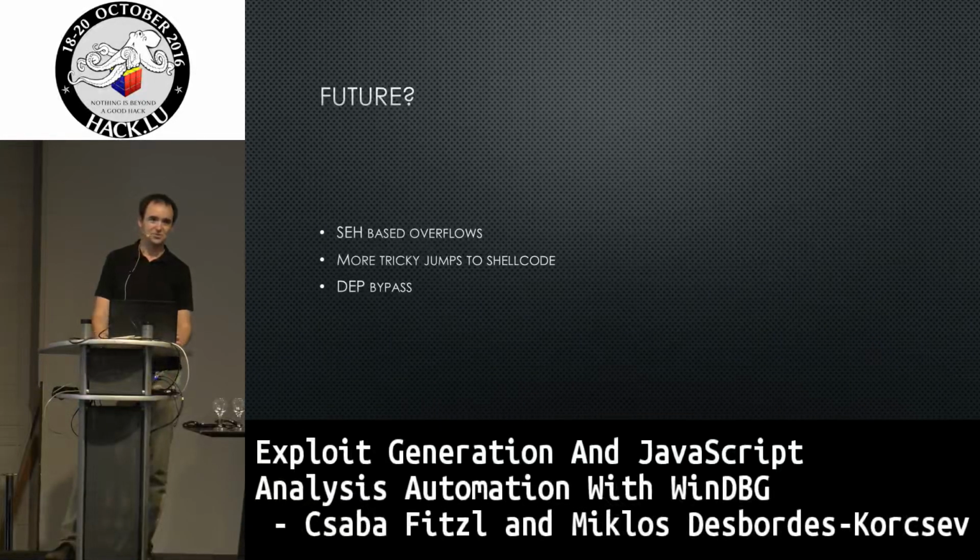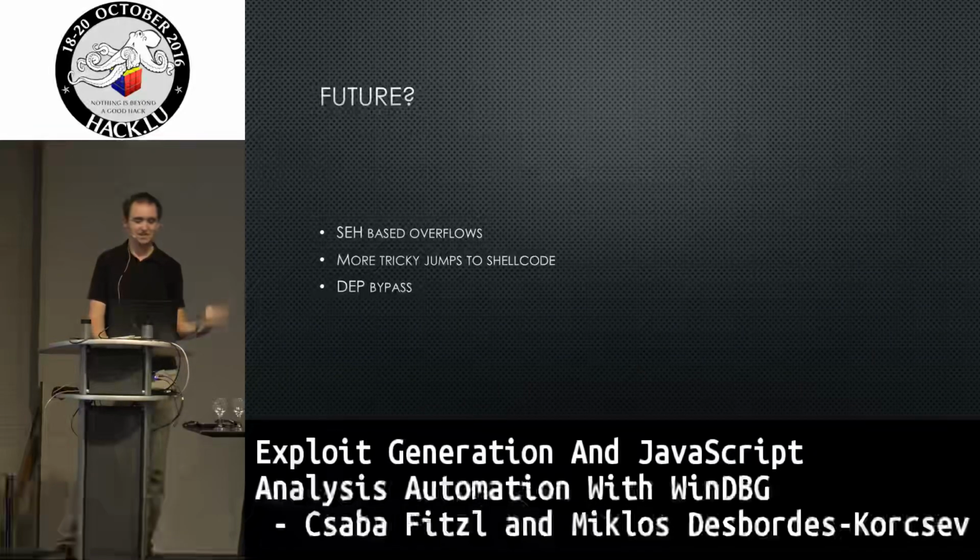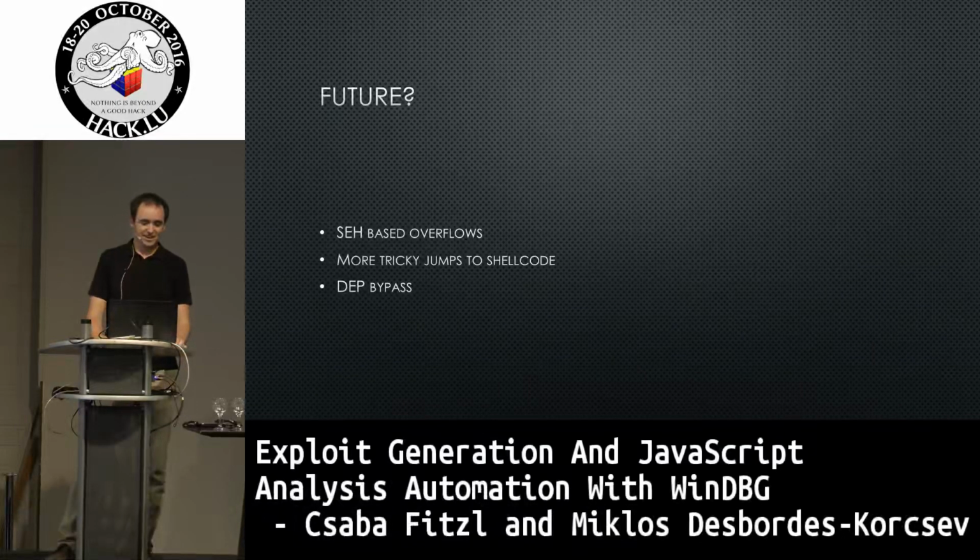And for the future, based on this, I plan to add the SEH based overflows, because I think those can be automated as well. Add more logic to make more tricky jumps to the shellcode, and maybe also add DEP bypass with generating rop chains to the exploit.